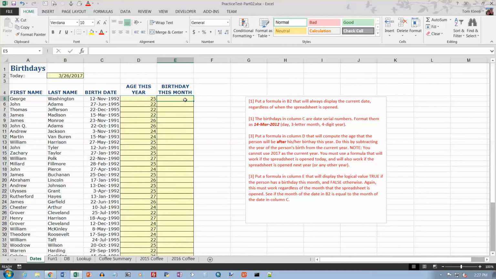Now I want to know if they have a birthday this month. Okay, so I want to know the month of today, which, right now it's 3, but in a few days it'll be 4. So I got to put a formula here.